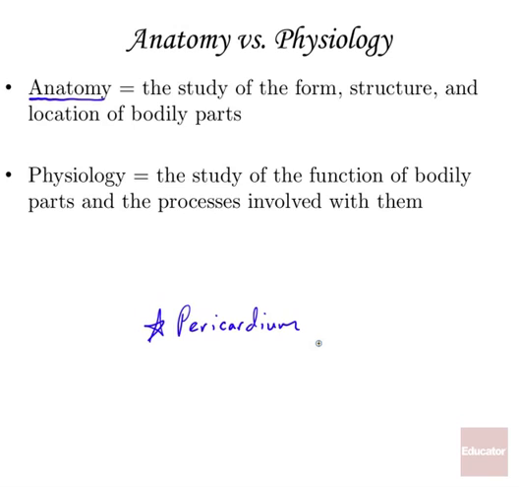It's made of connective tissue. In terms of the volume that it contains, a little bit bigger than the heart itself because it's wrapped around it. It's located right here. So those are some anatomical facts about the pericardial sac, or the pericardium.